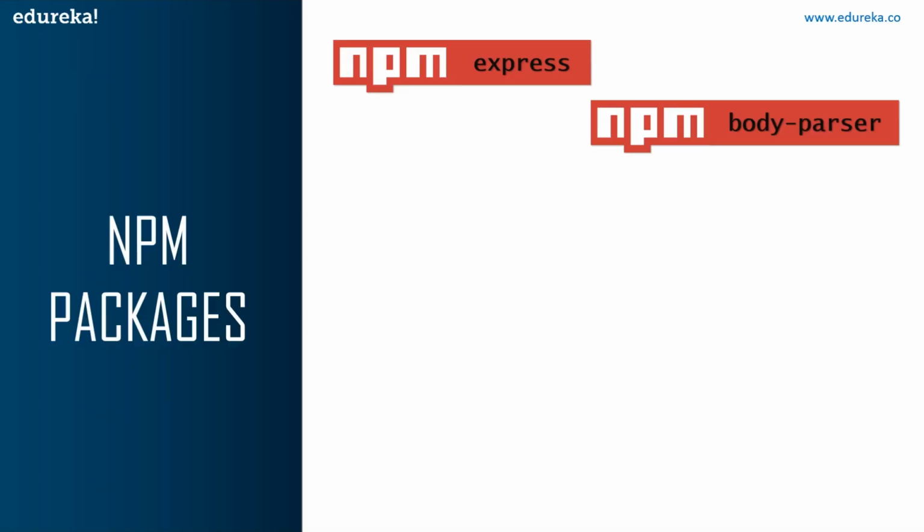As I said, body parser extracts the entire body portion of an incoming request stream and exposes it on the request body. It's a kind of middleware for Express.js. You have to install it separately. Earlier, it was a part of the Express package only. If you want to use body parser, then you have to install it separately.